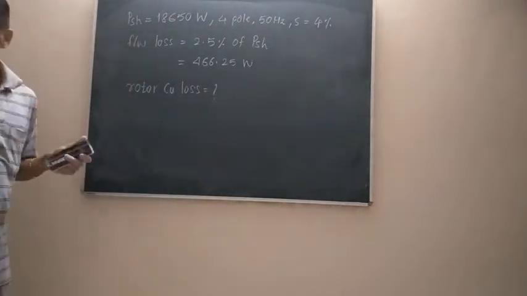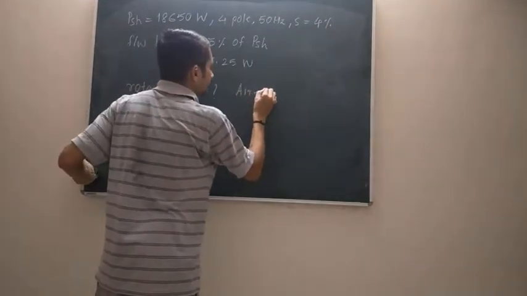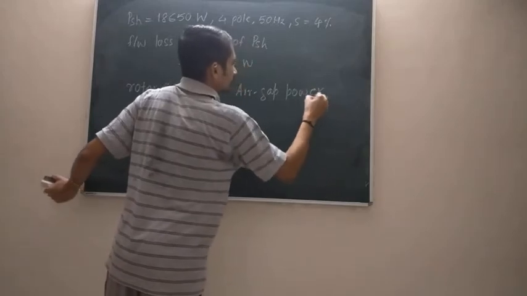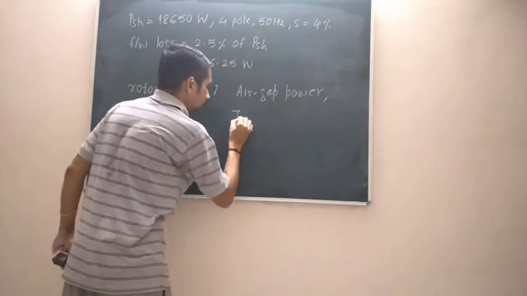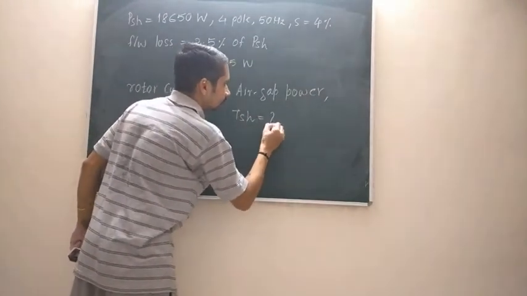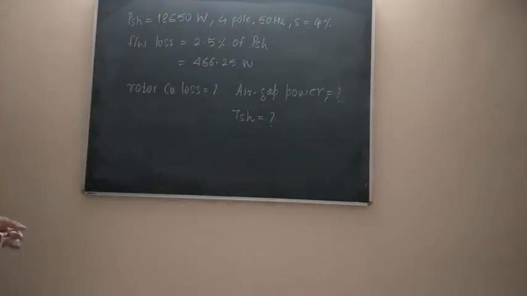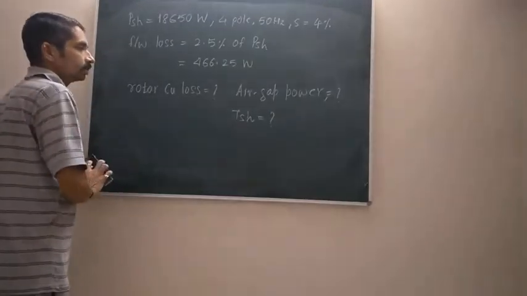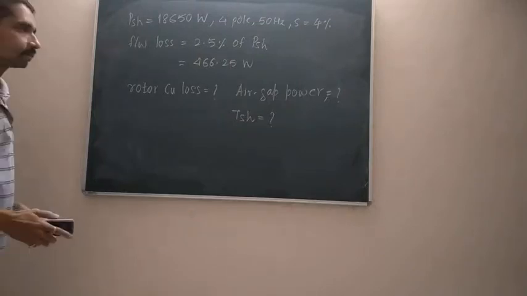So this value we have to calculate: the rotor input. Rotor input means the air gap power, and the shaft torque, that is TSH. So these three values we are supposed to calculate from the given information. Okay, so please note down the given data so that we can proceed further with the remaining part of the numerical.